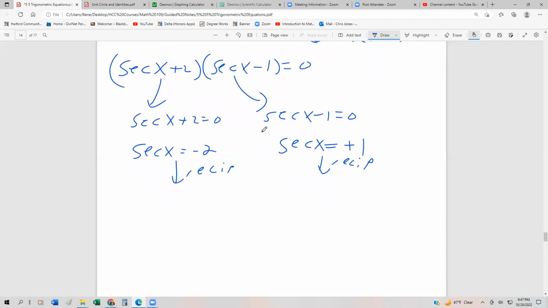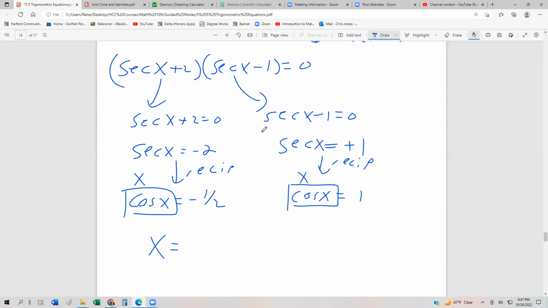Because remember, the reciprocal of secant is cosine. So we're going to get cosine of x equals negative 1/2, and cosine of x is equal to 1, since the reciprocal of negative 2 is negative 1/2 and the reciprocal of 1 is 1. Finally, we can just figure out on our unit circle where the x-coordinate is equal to negative 1/2, and where the x-coordinate is equal to 1, because remember, the cosine represents the x-coordinate on the unit circle.